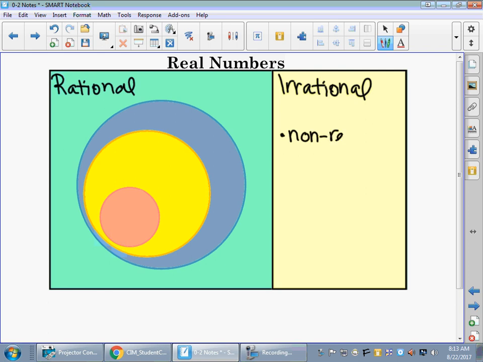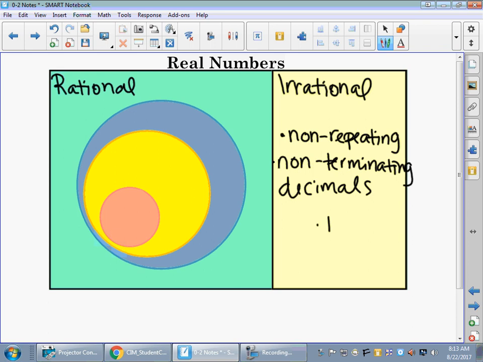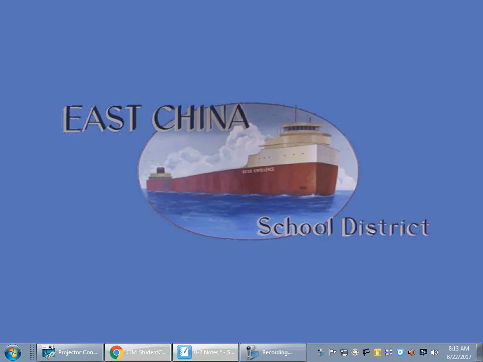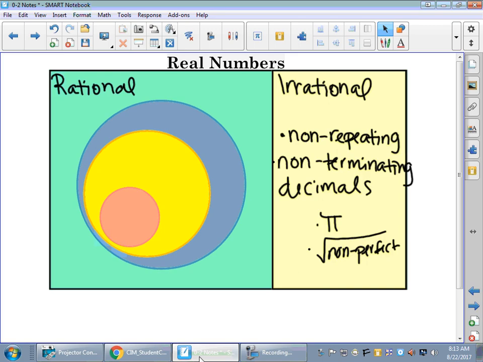Non-repeating, non-terminating decimals. And so that's pi and non-perfect radicals. For the most part, those are the two famous types. So if you see something that's a radical that's not perfect, like the square root of 5, then you know it's irrational. If you see anything involving pi, you know it's irrational. So there's your irrationals.